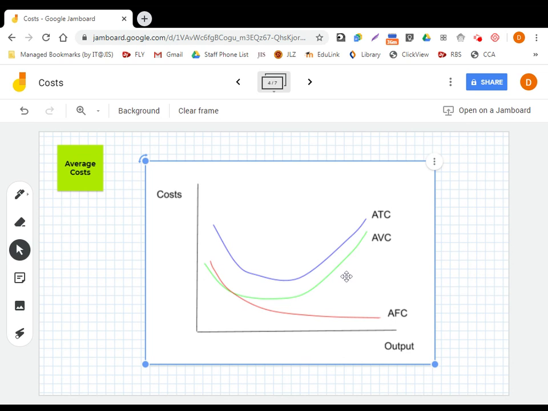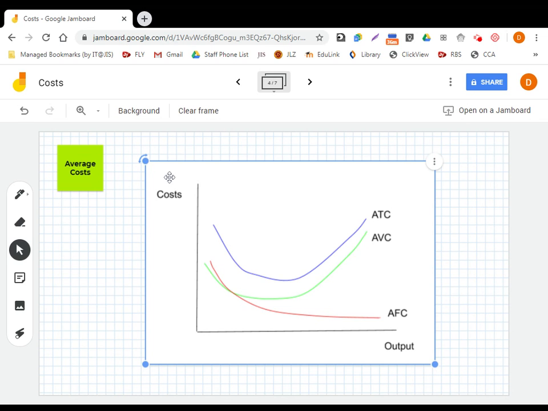It gets closer because average fixed costs is falling. The fixed costs are the same no matter how much you produce. The more you produce, the fixed costs are divided over a larger number of units. So you have this average fixed cost falling like this. Average variable cost, average total cost.